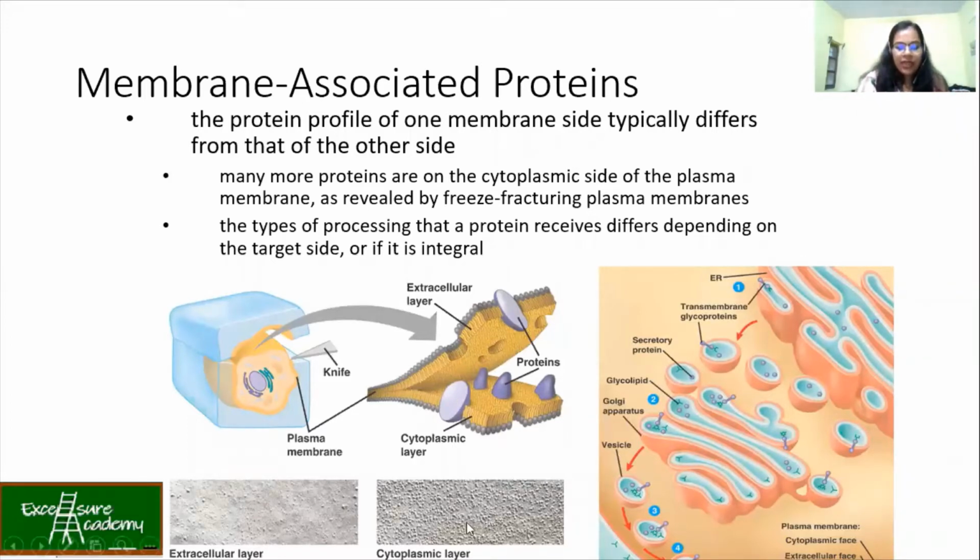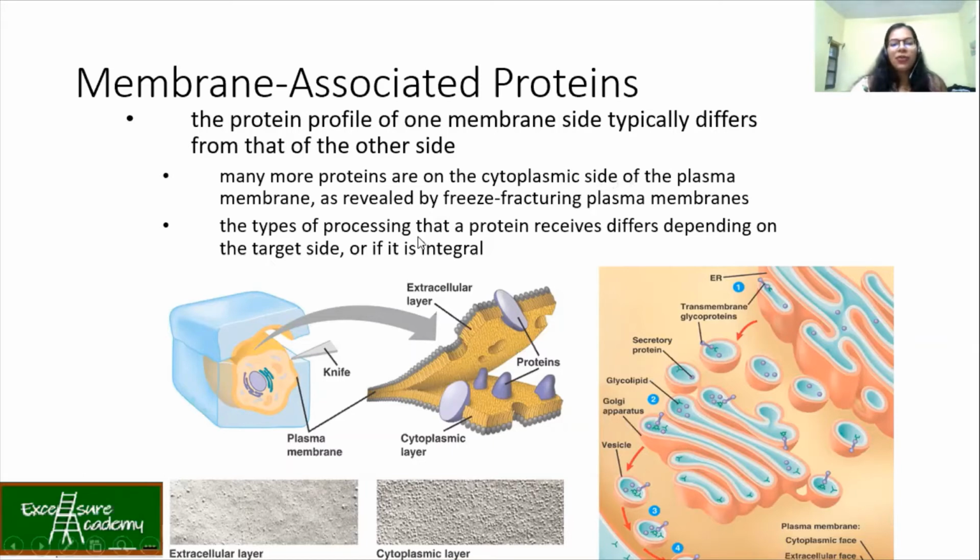Now when you see the cytoplasmic layer, that is the inner side. If this is the cell, the inner side of the membrane, you can see it like this. So many, more than thousands of proteins are present over there. So many more proteins are on the cytoplasmic side of the plasma membrane, and this was revealed by using the technique called freeze fracturing of plasma membranes.